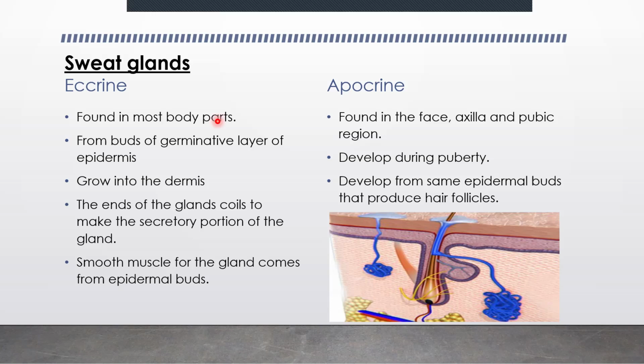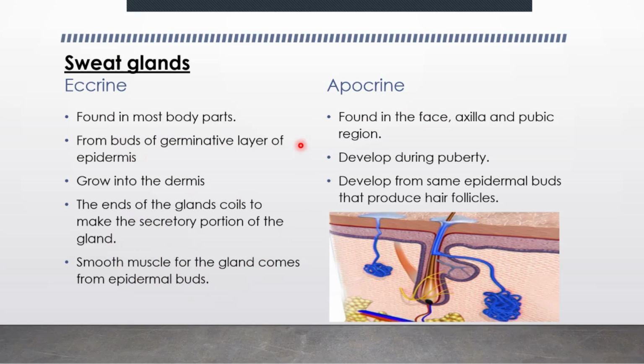So eccrine sweat glands will be found in most body parts. Apocrine will be found in the face, axilla, and the pubic region. Then the sweat glands form from parts of the germinative layer of the epidermis, grow into the dermis, and then the rest of the glands will undergo coiling from the secretory portion. Then the smooth muscle of the glands comes from the epidermal buds.